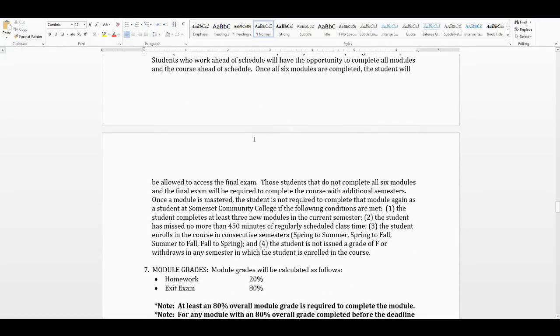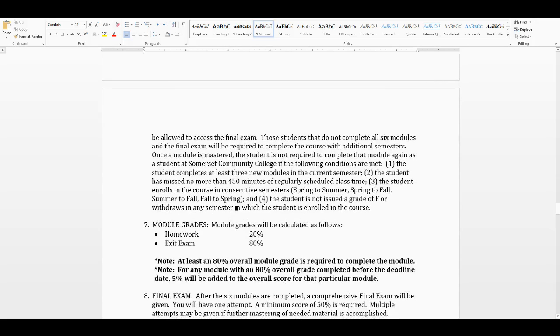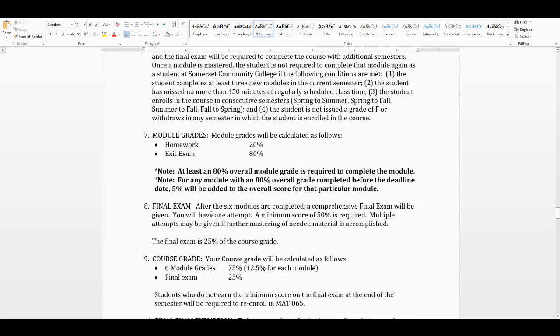We want you to work ahead of schedule. You do not have to wait until the due dates, which I'll show you here in a minute. Here's the breakdown of each module. But since we require you to have at least 80% on everything, this really isn't an issue. If you complete the class, you should have at least a B. Some C's are possible. Most people make A's and B's.